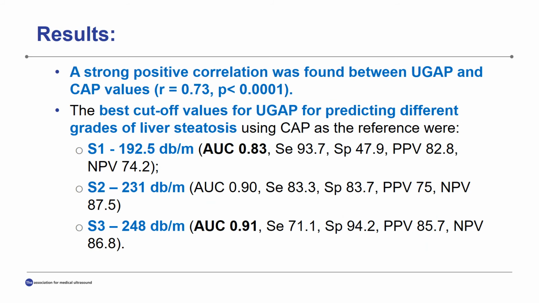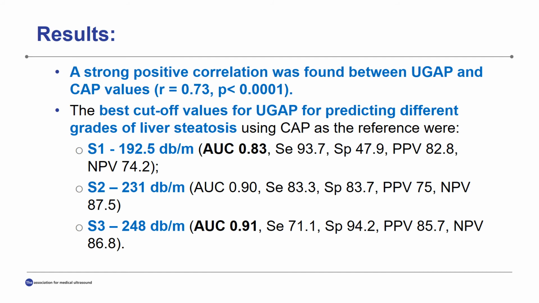Looking at the correlation between the two methods, UGAP and CAP, we can see that it is a strong positive correlation, R being 0.73. And if we would like to have some cutoff values from UGAP for predicting different degrees of liver steatosis, we found this: for mild steatosis 192, for moderate 231, and for severe steatosis 248.